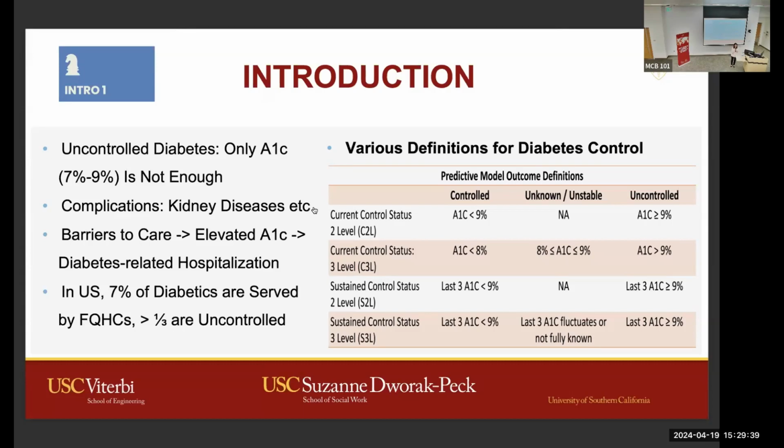Also, is it uncontrolled now or uncontrolled historically? So the time factor in the past also needs to be considered. Patients who are historically uncontrolled are likely to have a worse trajectory, but if they are currently uncontrolled, maybe they are at risk. These are different things we need to take into account in developing the machine learning algorithms to predict uncontrolled diabetes.